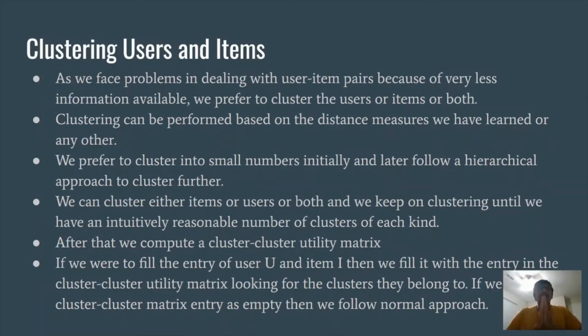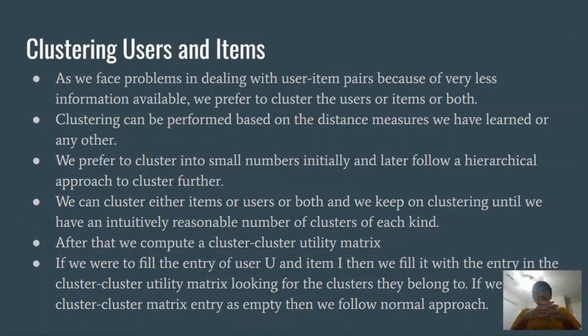So next comes the clustering of users and items. We saw that we had a problem of classifying the users in reality. So we can use clustering to overcome that problem. We also have the shortage of information for the item-user pairs. So we can also use clustering to overcome this problem. Clustering is basically performed to minimize the information which we have.